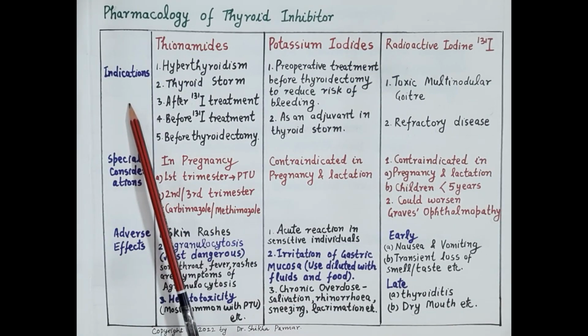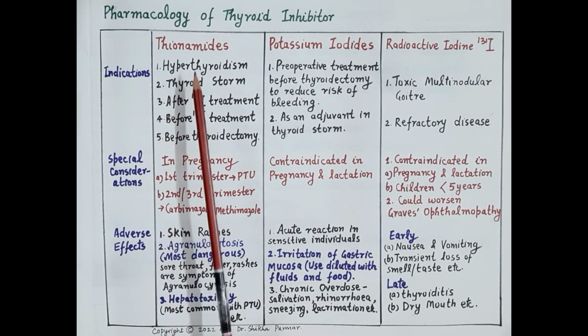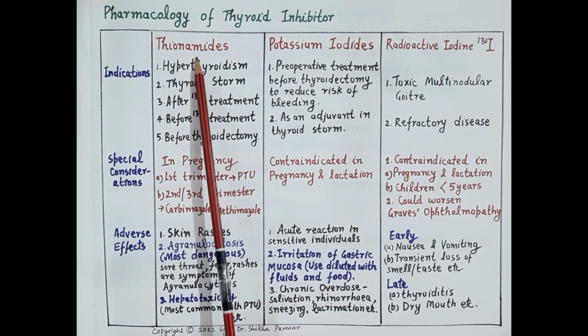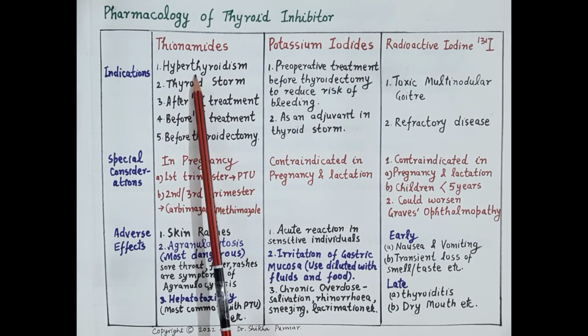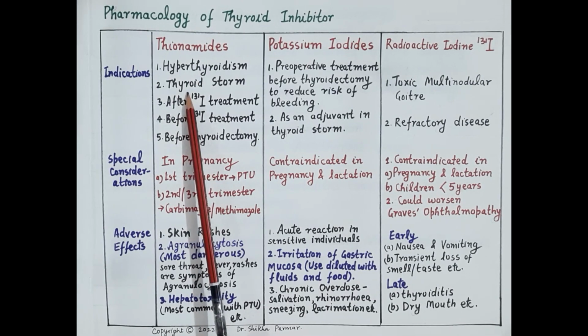Now next, talking about the indications. Thionamides are the most commonly prescribed drugs for hyperthyroidism, especially for hyperthyroidism due to Graves' disease. Now, very important, methimazole and carbimazole are preferred over propylthiouracil, as methimazole and carbimazole are less hepatotoxic. Then propylthiouracil is fast acting.